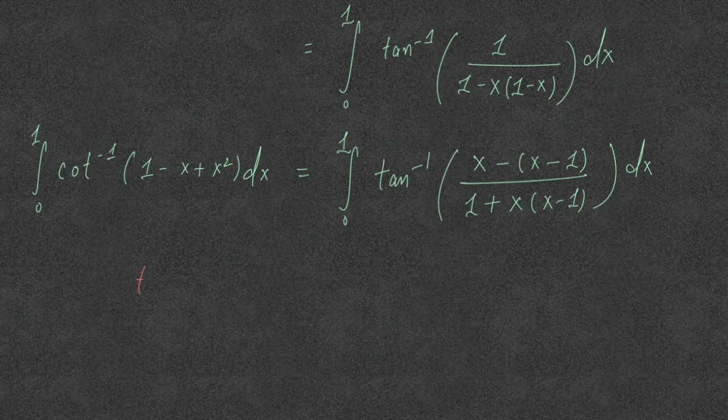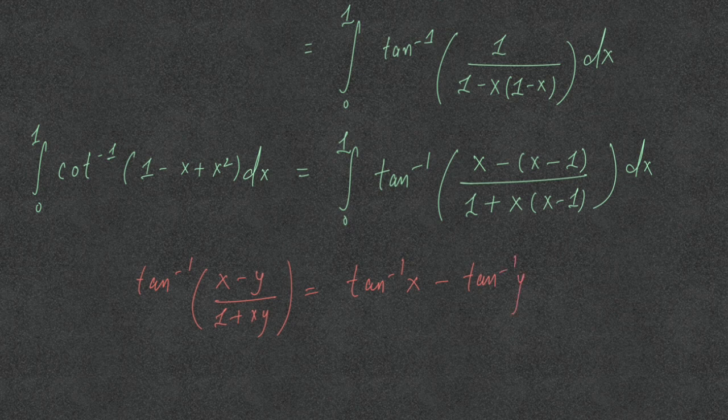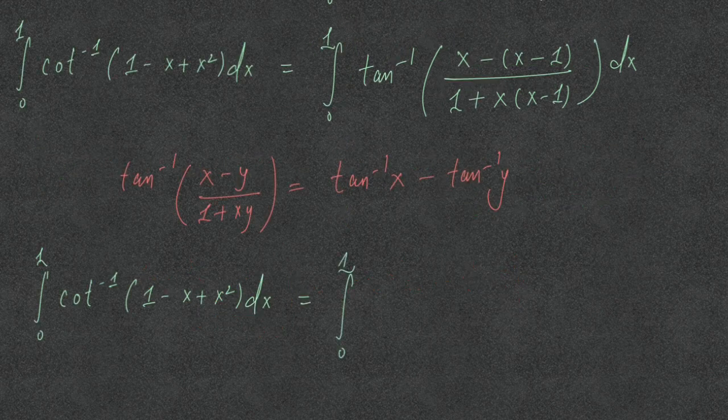Now since we know that tan inverse of (x minus y) upon (1 plus xy) is equal to tan inverse of x minus tan inverse of y. Using this identity here, this integral becomes integration 0 to 1 of tan inverse of x minus tan inverse of (x minus 1) dx.